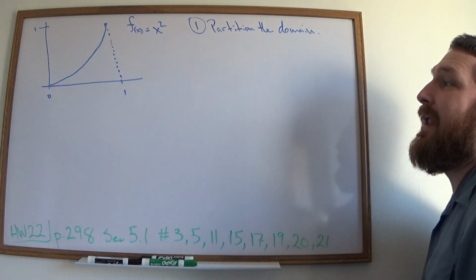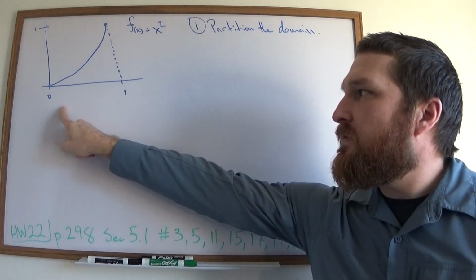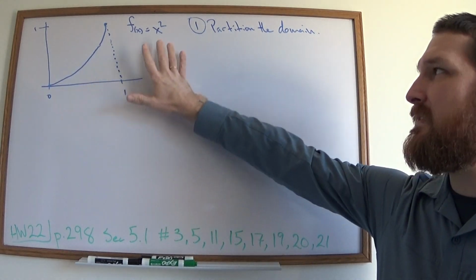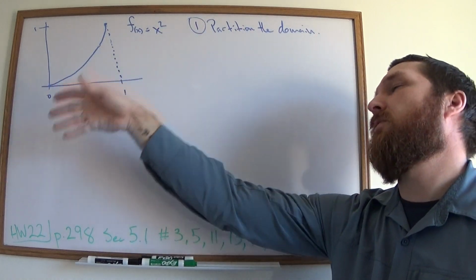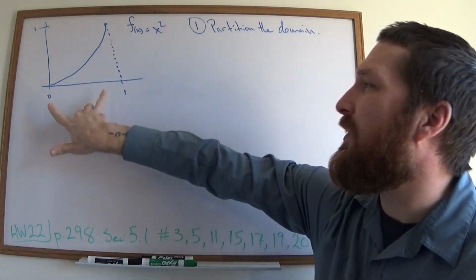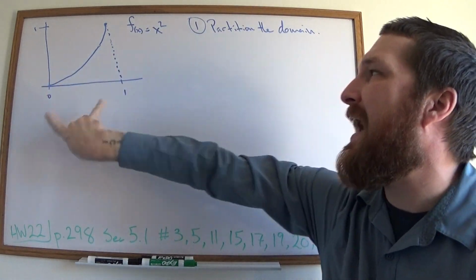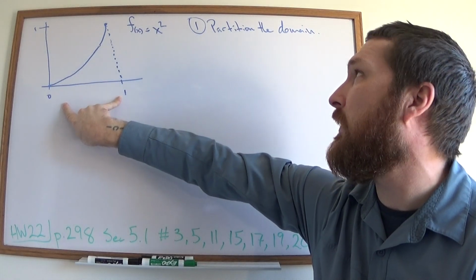What do we mean by that? Well, the domain is the input values of the function, right? And in this case, the domain of x squared is all real numbers, but we're only concerned with this right now, so I'm just going to call that the domain, from 0 to 1.